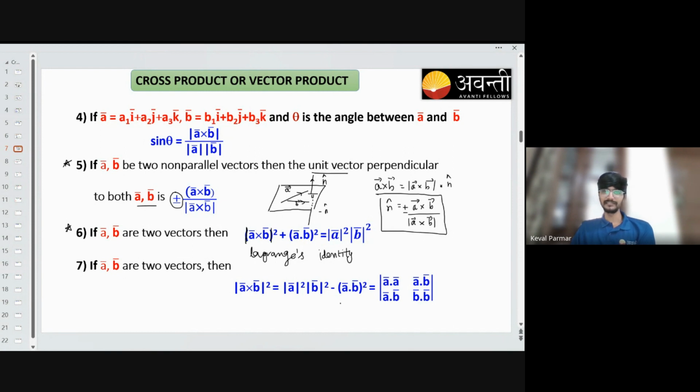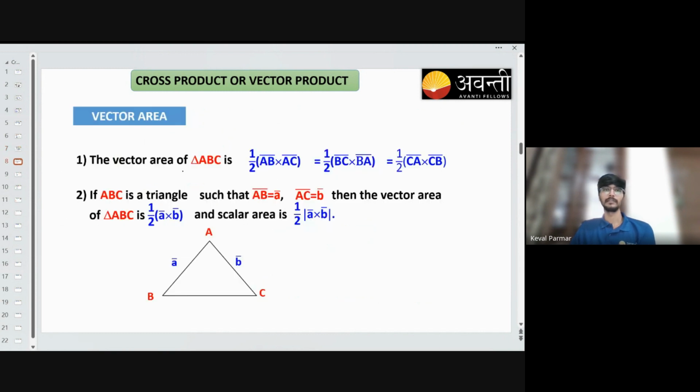The seventh one is the determinant form. As you can see, in determinant form, we can easily write it like this. No need to remember it, just remember the sixth one. Now this is the application of cross product. For dot product, we already saw that the dot product gives the projection.